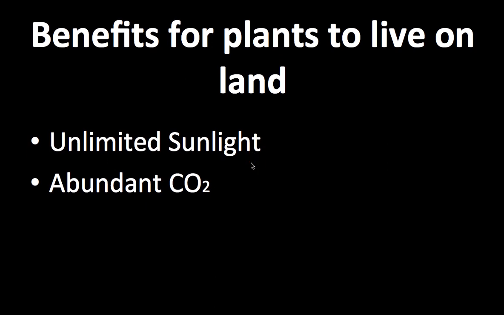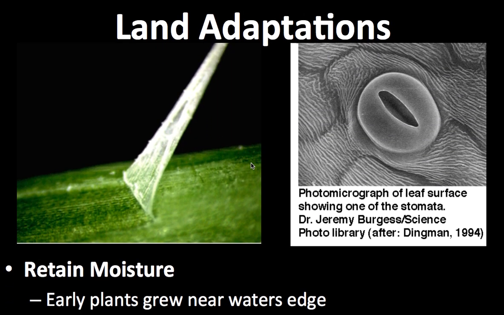So, why did they move on to land? Because they had access to unlimited sunlight and abundant carbon dioxide. These are the benefits for plants to live on land. But plants had to adopt new features so that they could sustain on land. Let us see what those land adaptations were.